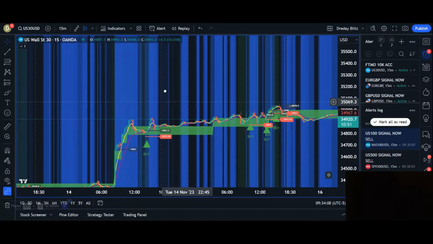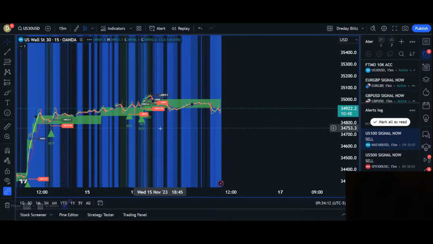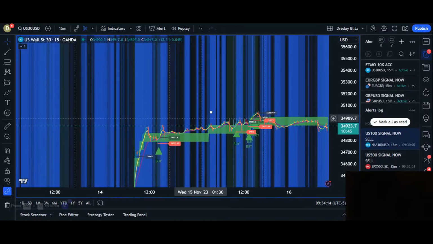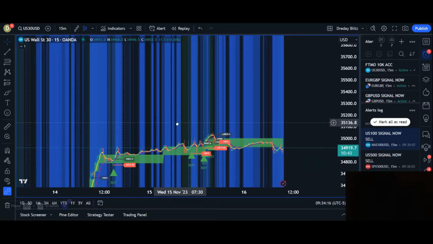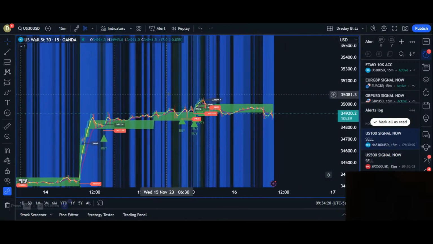I'll show you exactly how to set up your stop loss based off of the indicator and the take profit zones that you're able to use. That will be shown on this live.